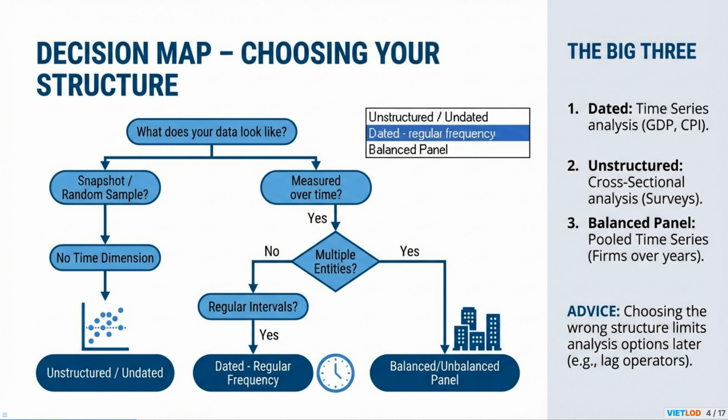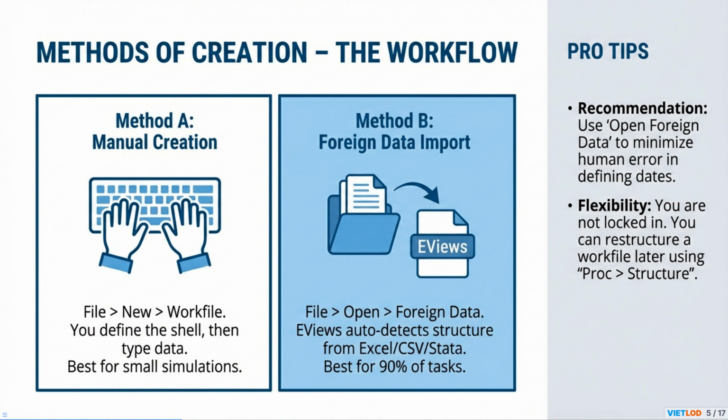These are the big three data structures. 1. Dated. This is for time series analysis, like GDP or CPI data. 2. Unstructured. This applies to cross-sectional analysis, typically from surveys. 3. Balanced panel. This is for pooled time series, such as tracking firms over several years. A crucial piece of advice: choosing the wrong structure limits your analysis options later, especially for techniques that rely on time, like lag operators.